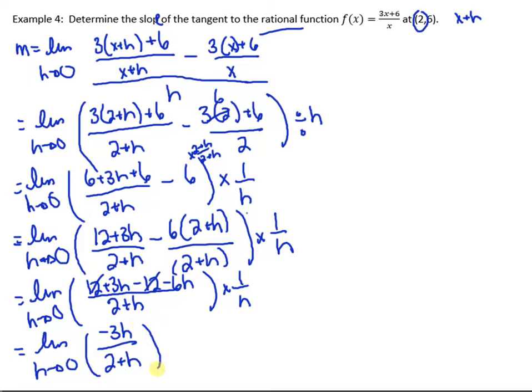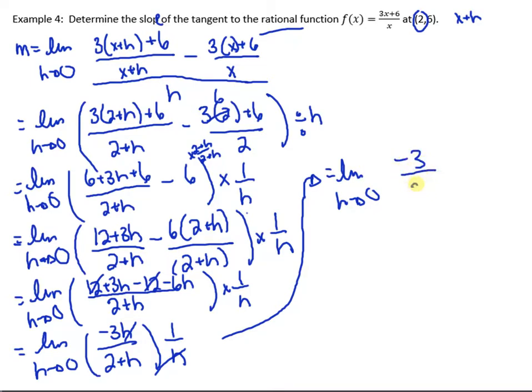But if this is multiplied by 1 over h, these two h's can cancel out. Therefore, what are we left with? We're left with the limit as h approaches 0 of negative 3 over 2 plus h. Remember, you cannot cancel out this h because it's not factored. It's not multiplied or divided. It's added. So you cannot cancel it out. It must be multiplied or divided. Okay, and we're left with the limit as h approaches 0, negative 3 over 2 plus h.